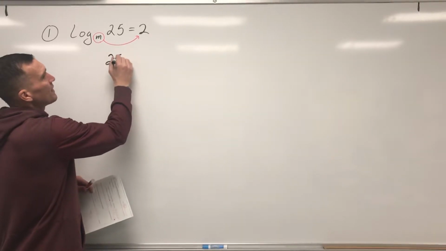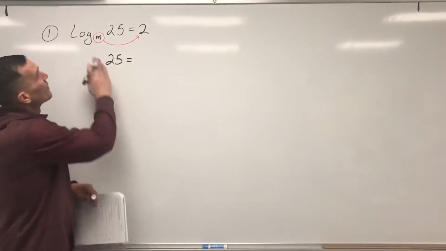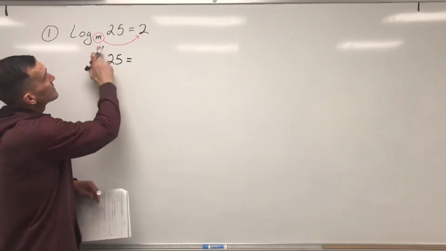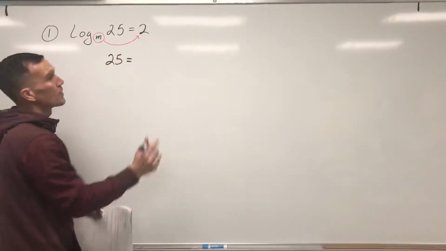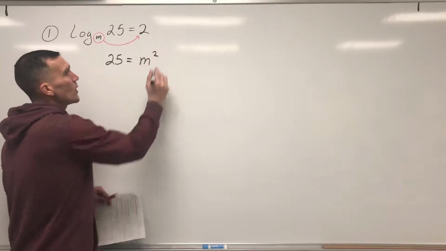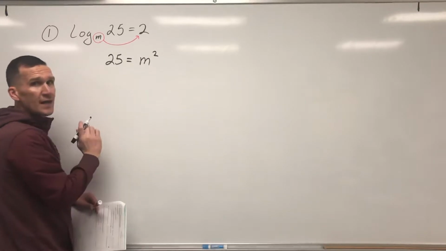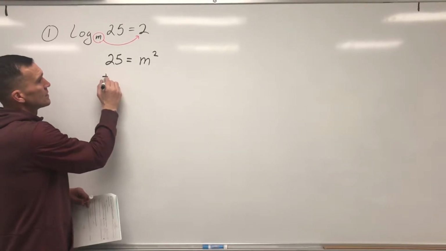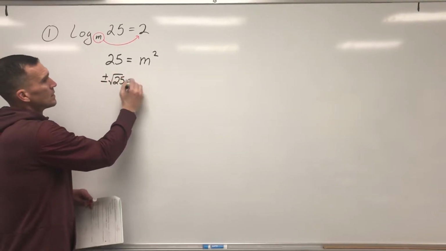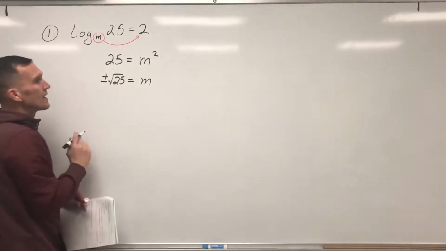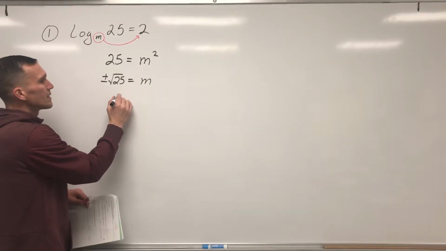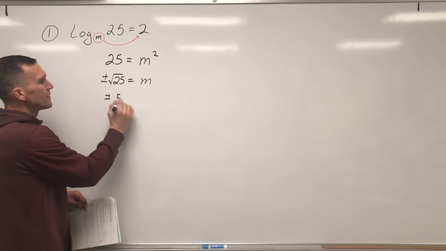So we have 25 still on the left side, and then the log goes away when we move the base, and the base becomes the base of an exponent problem, which is m squared. And now we solve like normal. I take the square root of both sides, don't forget your plus or minus. To get m by itself, I'll get plus or minus 5 is equal to m.